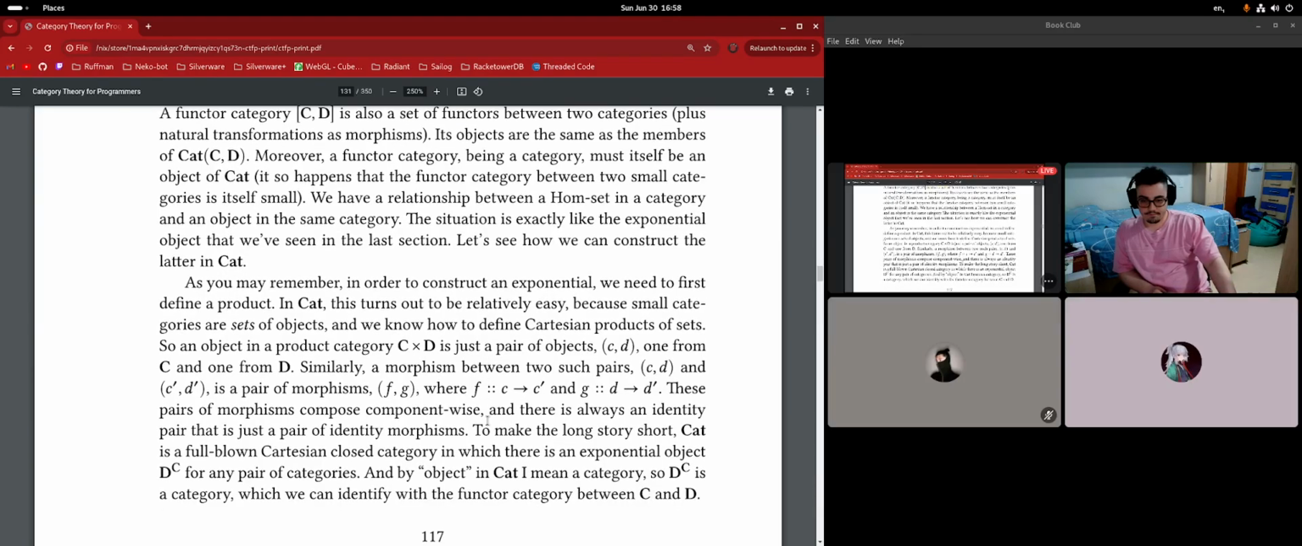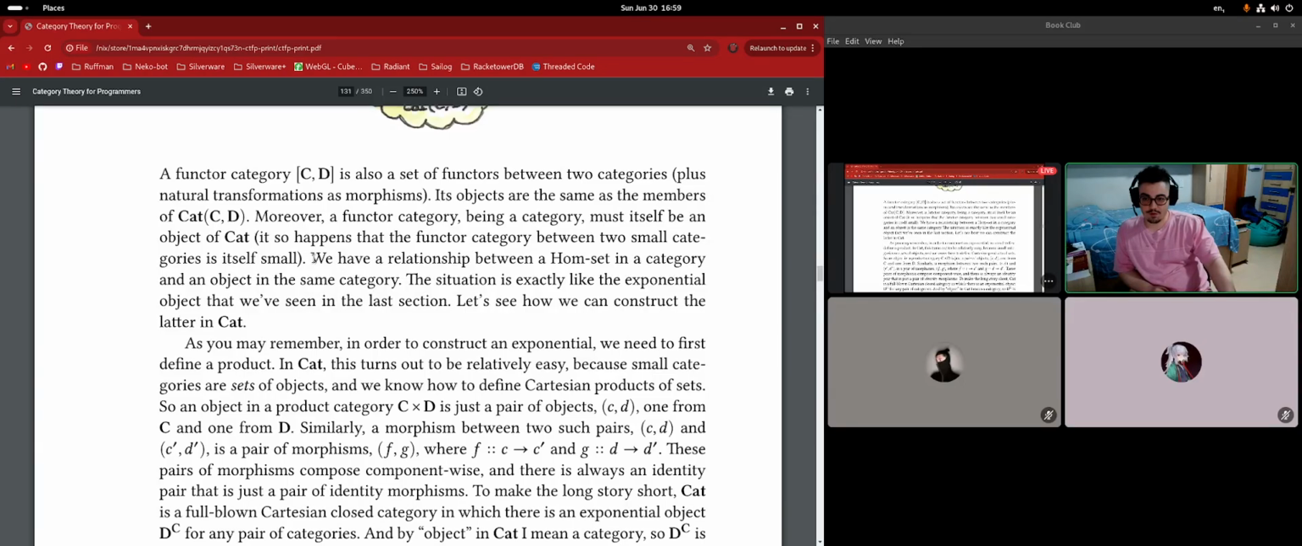So now it's like a bucket up, because maybe you're going to get lost. In Cat, we're going to see how to construct the latter. So we're going to see later how to construct this relationship that he's mentioning here.